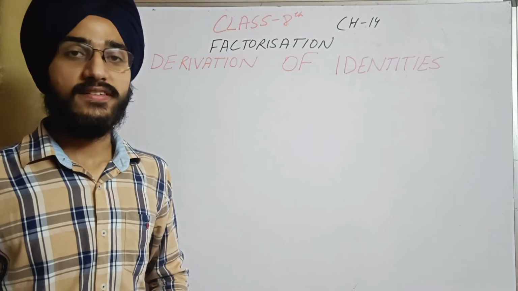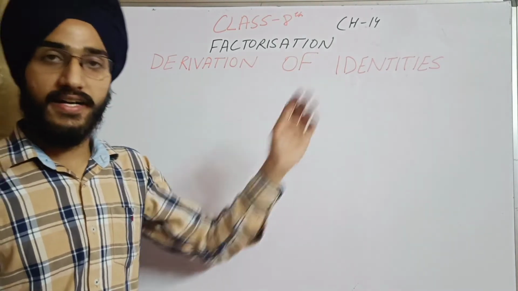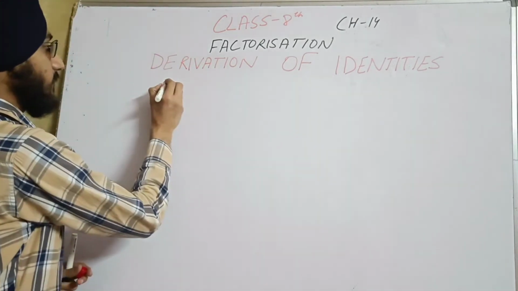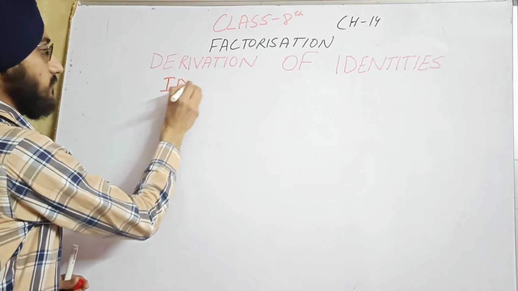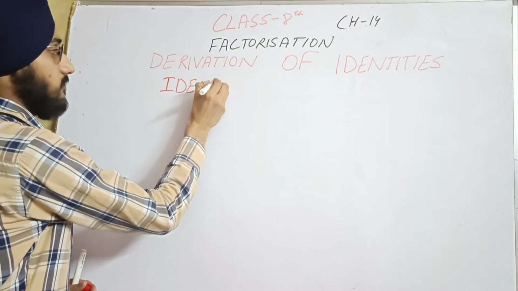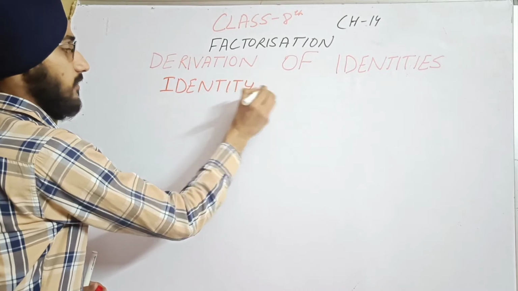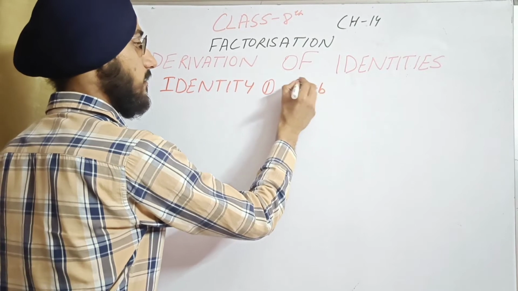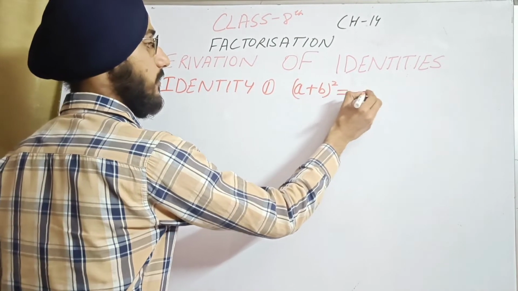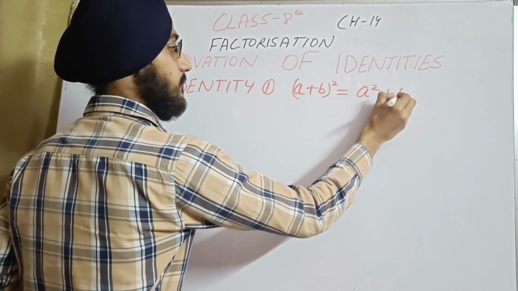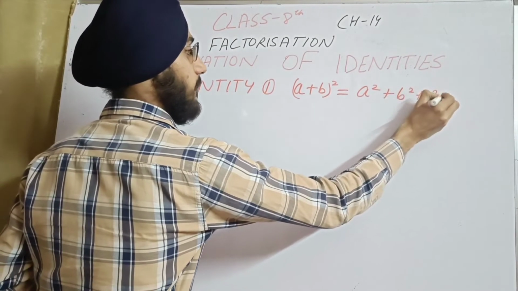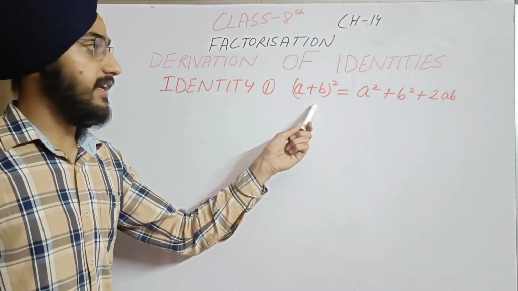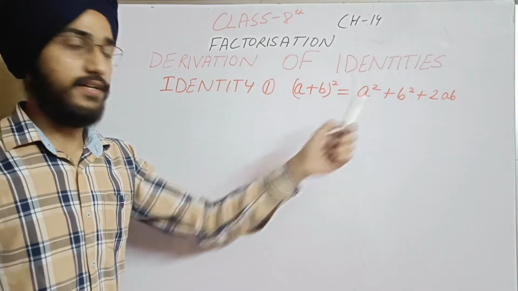Today we are going to discuss the topic derivation of identities. So we will first derive the first identity, that is identity 1. Identity 1, that is (a plus b) the whole square, which is equal to a square plus b square plus 2ab. So we will derive the left hand side of this identity and we will come up with the right hand side of this identity.